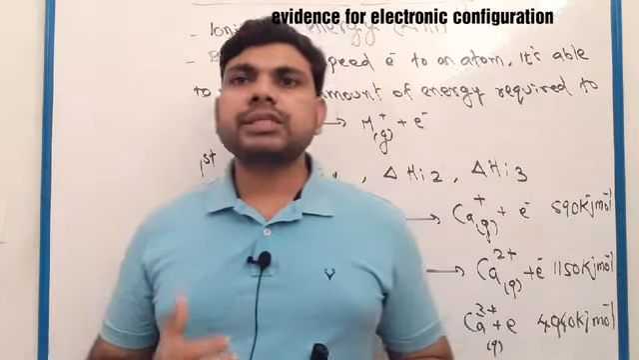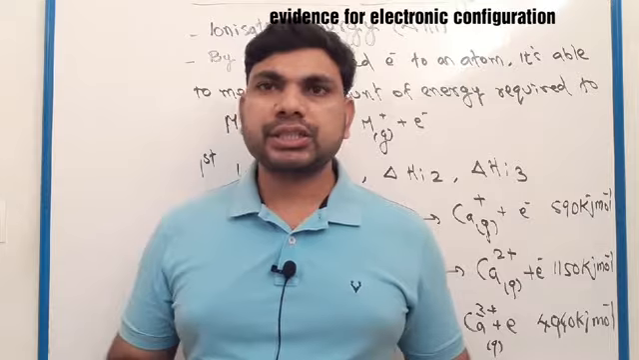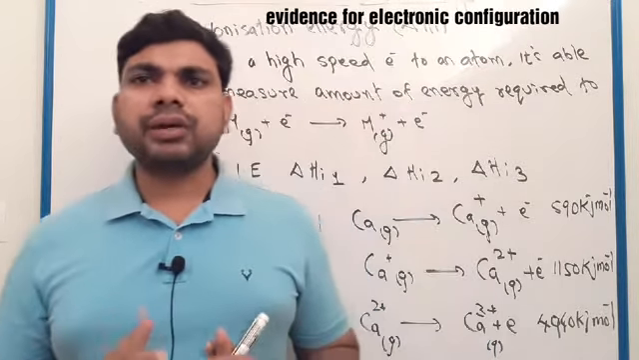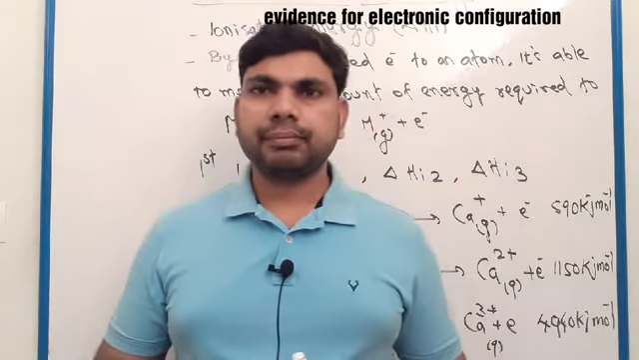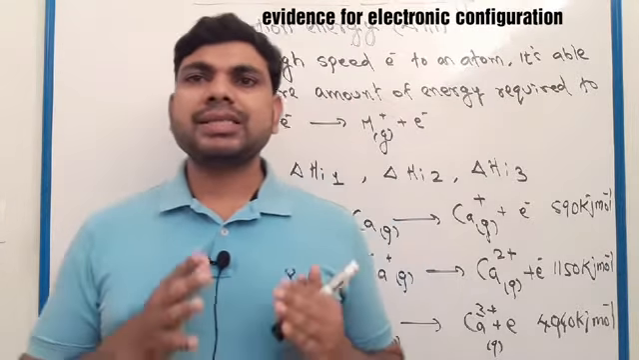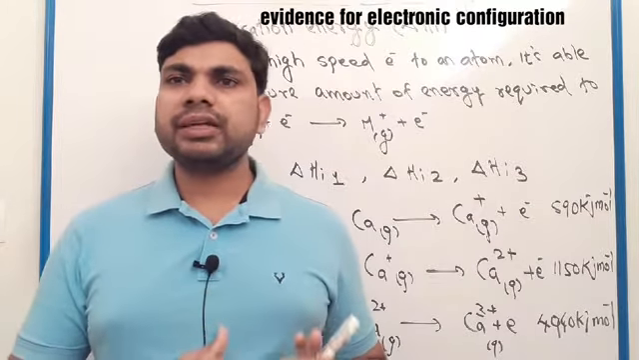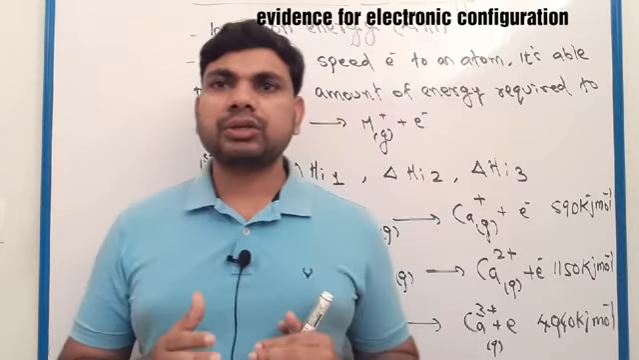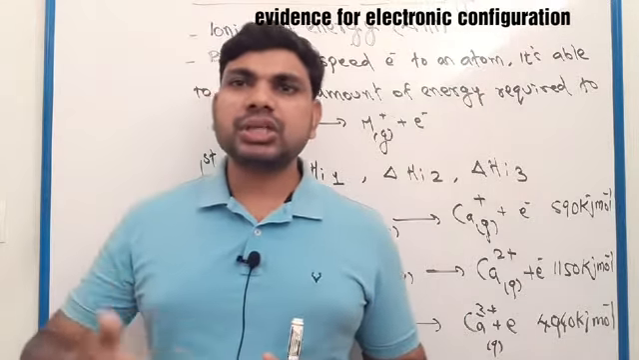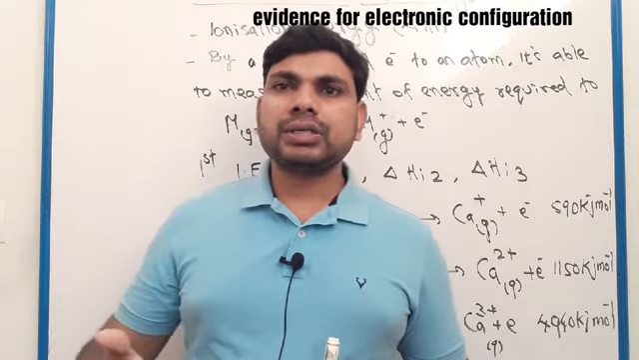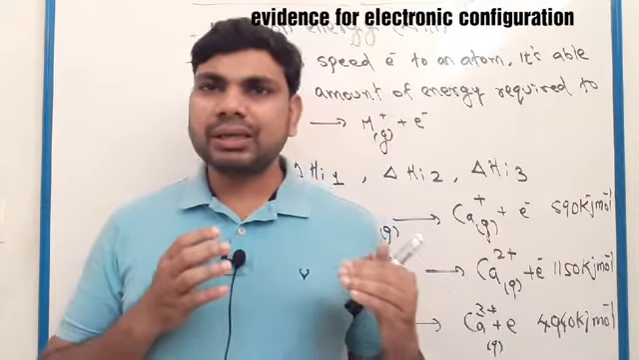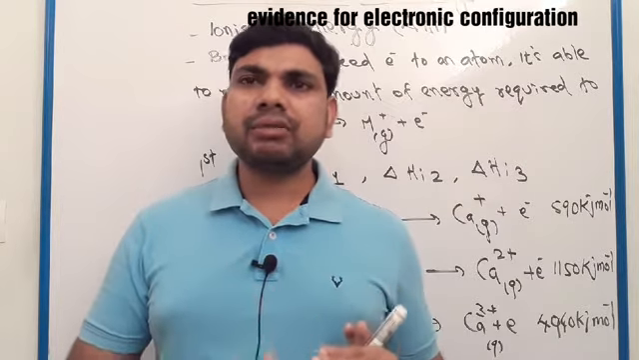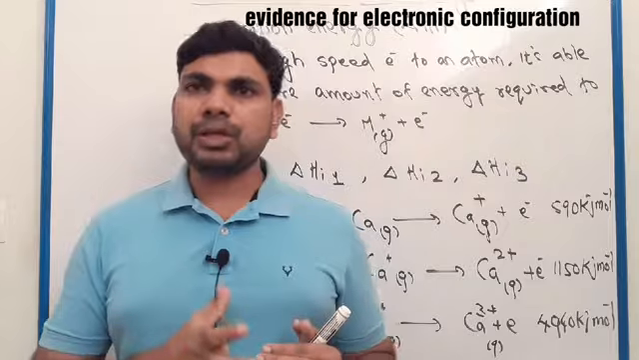Okay, next we have to discuss evidence for electronic configuration. The evidence for electronic configuration is ionization energy. Ionization energy and successive ionization energies are the evidence for electronic configuration. We discussed first shell 2 electrons, second shell 8 electrons, third shell again 8, and so on. Ionization enthalpy or successive ionization enthalpy gives information about this type of electronic configuration.